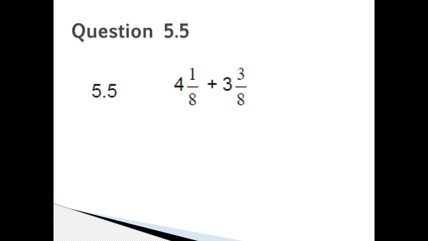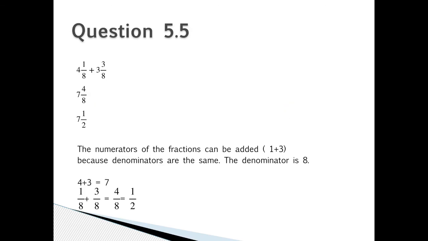4 and 1 over 8 plus 3 and 3 over 8. Because the denominators are both the same, 8, you can just add. So it becomes 4 and 1 over 8 plus 3 and 3 over 8, which is equal to 7 and 4 over 8, which is the same as 7.5.